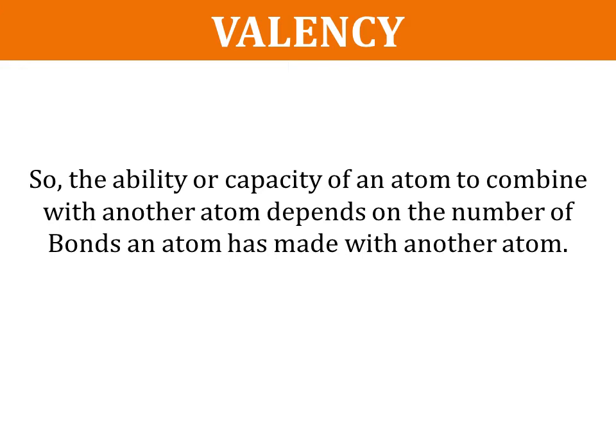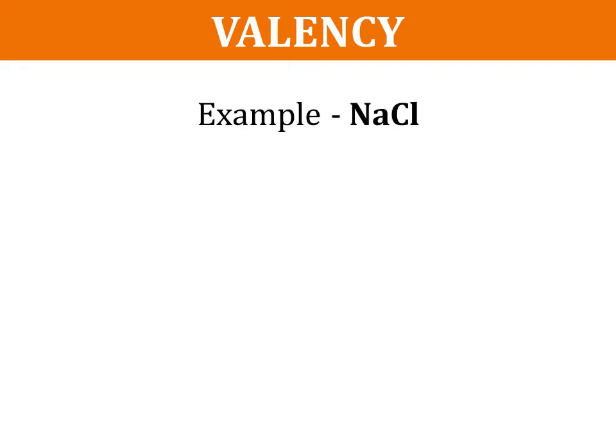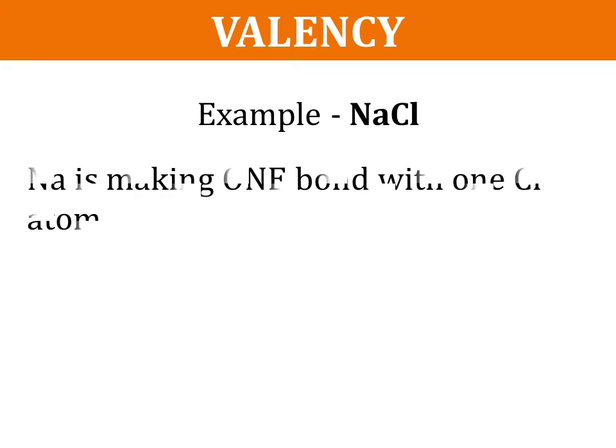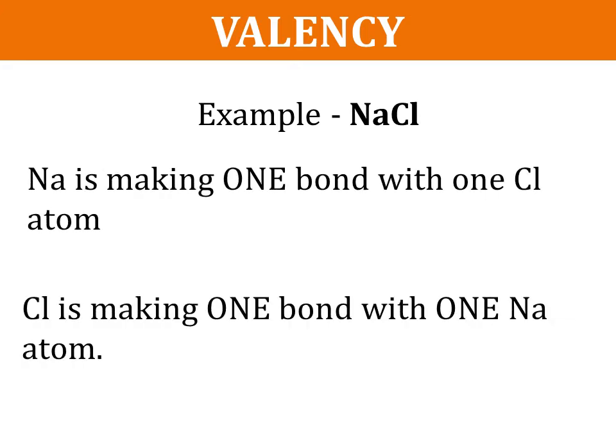Right? So from this perspective, we'll once again revisit our examples. The example was sodium chloride. Sodium is making 1 bond with a chlorine atom, and chlorine is making 1 bond with a sodium atom. That means the valency of sodium is once again 1 from this perspective, and the valency of chlorine is 1 again from this perspective.